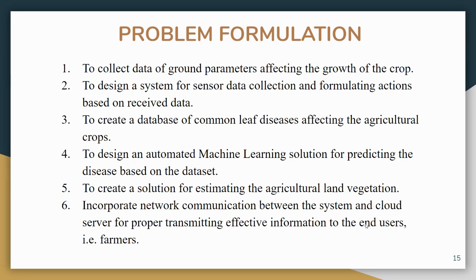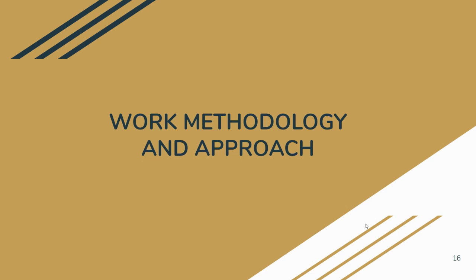Fourth is to design an automated machine learning solution for predicting the disease based on the dataset. Fifth is to create a solution for estimating the agricultural land vegetation. And finally, to incorporate network communication between the system and the cloud server for properly transmitting effective information to the end users, which in this case are the farmers.